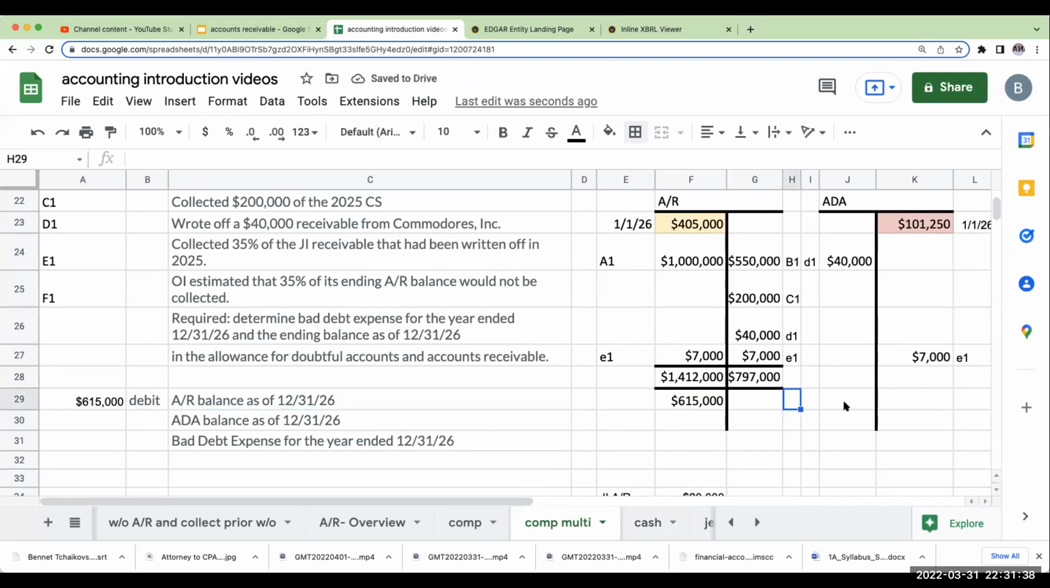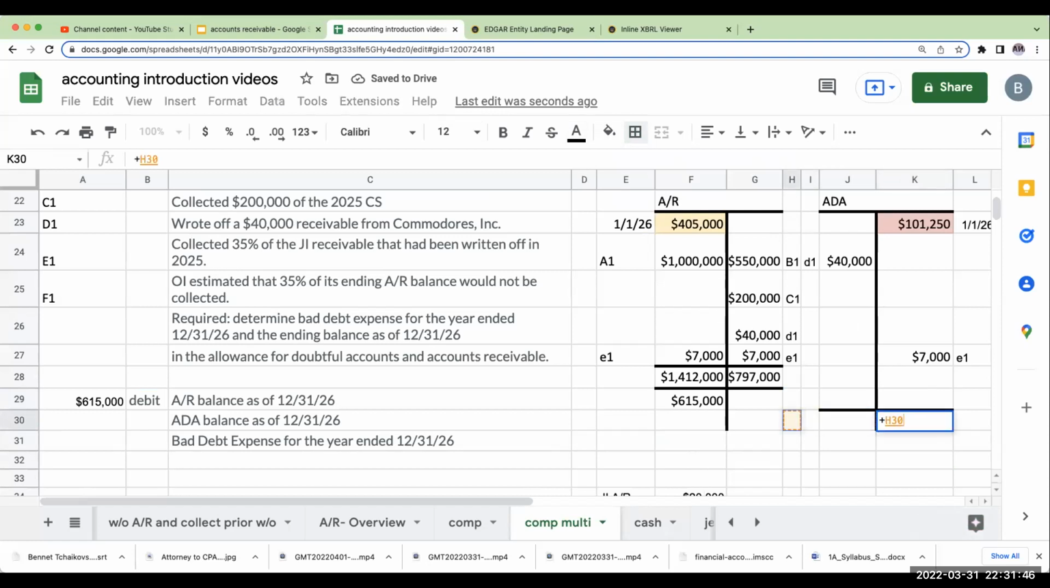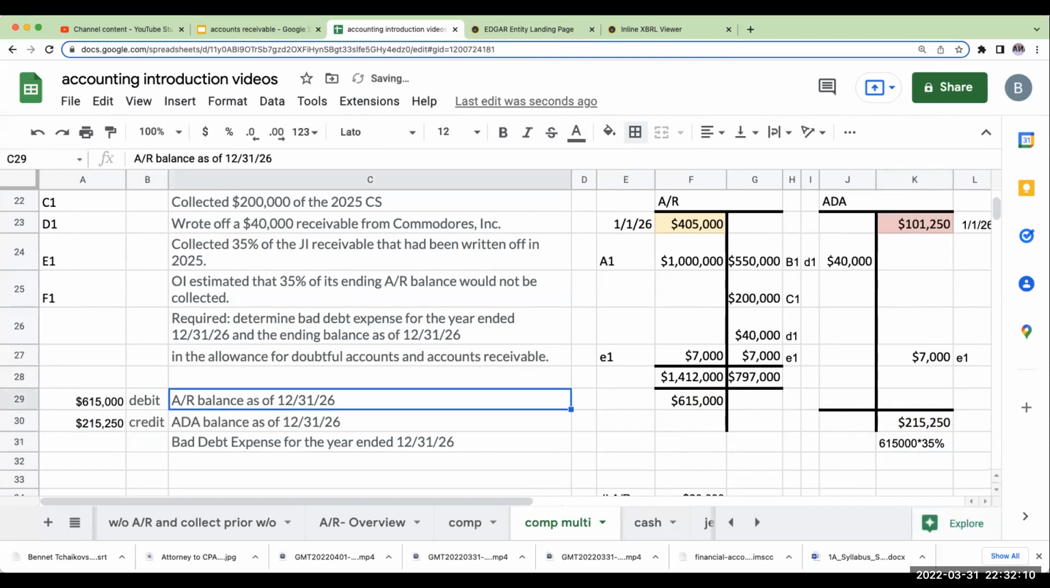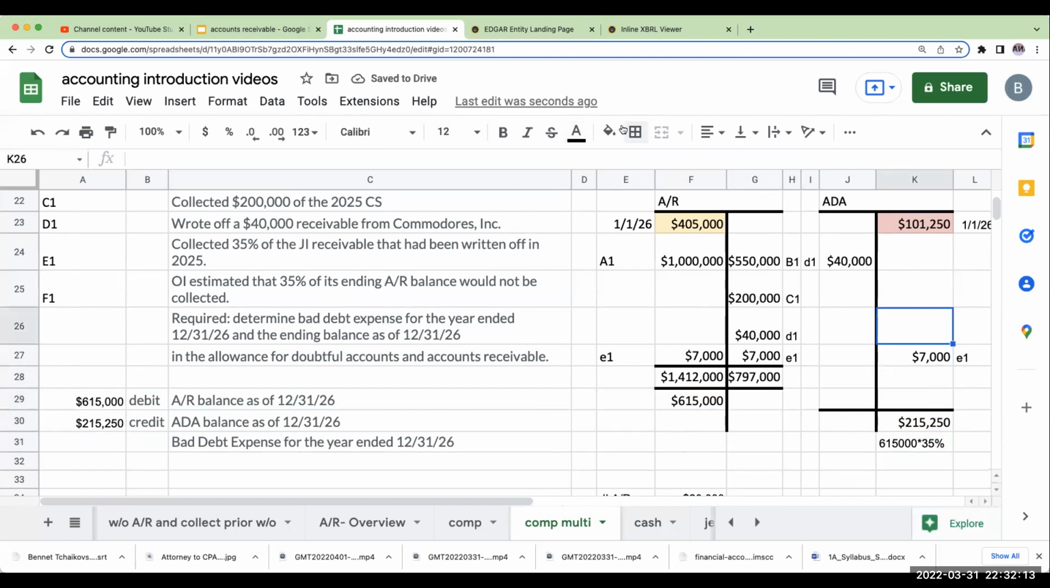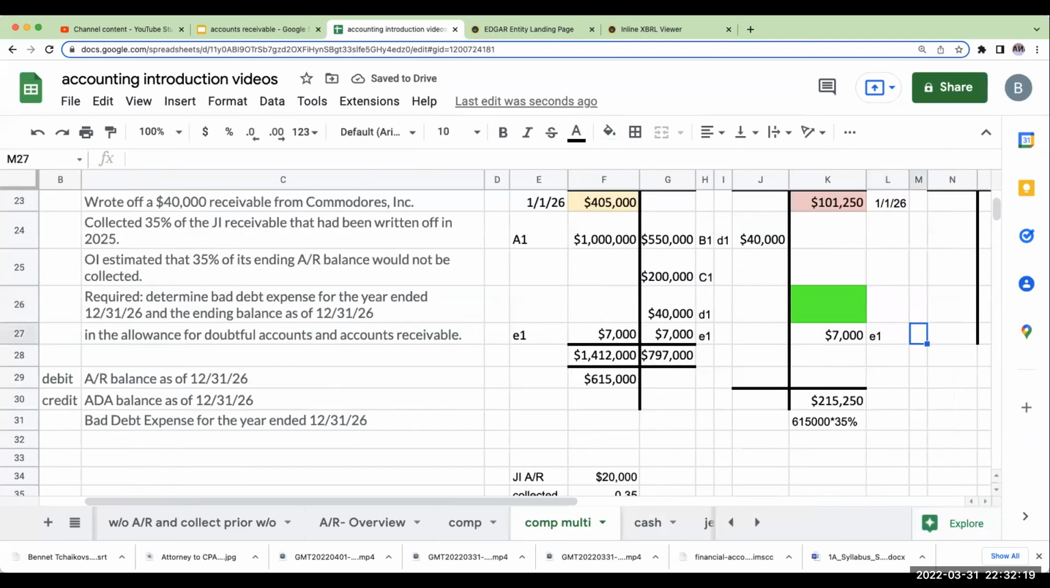balance. Now, my next step is going to be to determine what is the ending balance in the allowance for doubtful accounts. This is going to be 615 times 35%, where this is going to be 215,250. So when I take 615,000 times 35%, I'm going to get 215,250. Now, my next step over here, so this is going to be a credit for 215,250. Last step always, what do I need to do to balance this out in order to figure out what is going to be my bad debt expense?